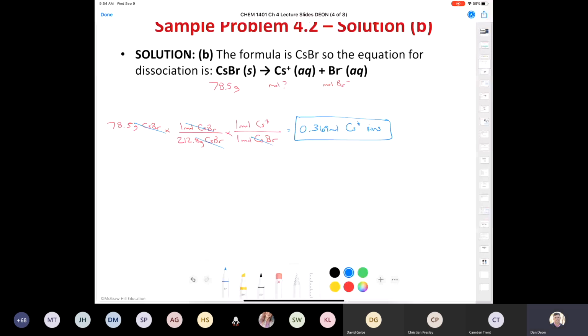Who could tell me how many moles of bromide ions I would have? Thanks, Rebecca. Exactly. Good. Since the ratio here is 1 to 1, that means I'm also going to have 0.369 moles of bromide ions. Just a little bit of stoichiometry.